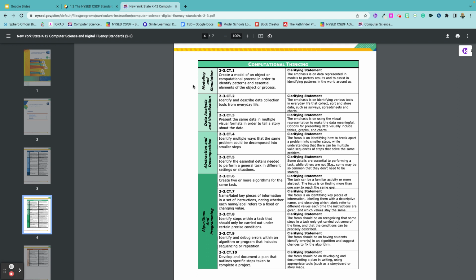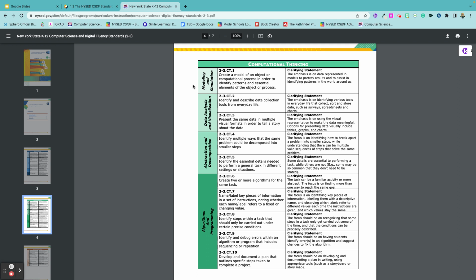Here we're going to identify and describe data collection tools from everyday life. So think about the various tools in everyday life that collect, sort, and store data. So you can use surveys, spreadsheets, and charts. And then in CT3, we're going to present the same data in multiple visual formats in order to tell a story about the data, which is really important at grades 2 and 3 to understand the information. The emphasis here is on using visual representation to make the data meaningful. This could be charts, graphs, tables, anything to actually make the data be presented visually.